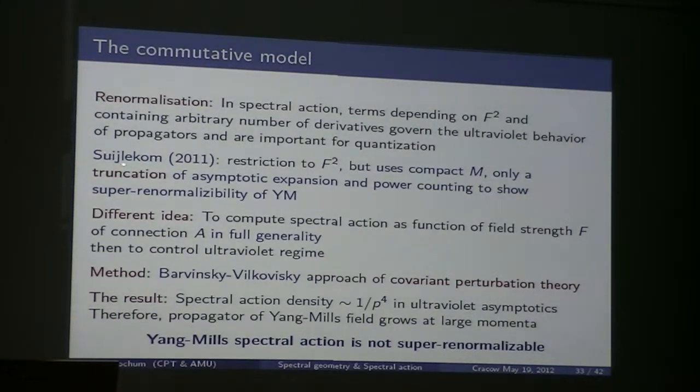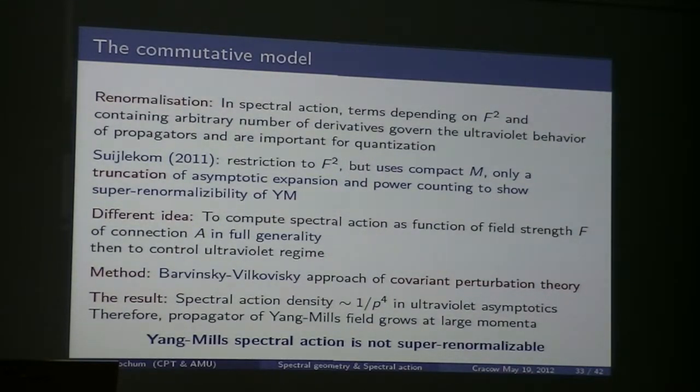And Walter van Suijlekom proved the following last year. He proved that if first you restrict to the terms which are quadratic in F and all derivatives, he restricts to the compact manifold. Here we are in something which is non-compact, so totally different. And he used not the spectral action, but he used its asymptotic expansion, and we saw its difference. And not only that, he used a truncation of it, so he used the first term and forgot about the remainder of the series.